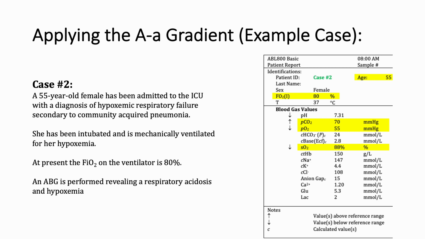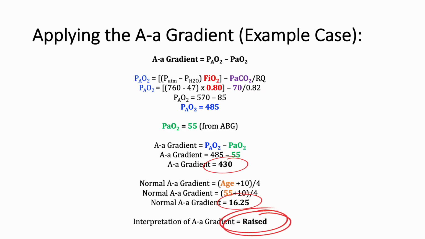So for example, case number 2, we've got a 55-year-old female who's been admitted to the ICU with a diagnosis of hypoxemic respiratory failure secondary to community-acquired pneumonia. She's been intubated and is mechanically ventilated for her hypoxemia. At present, the FiO2 on the ventilator is set at 80%. An ABG is performed, revealing a respiratory acidosis and hypoxemia.